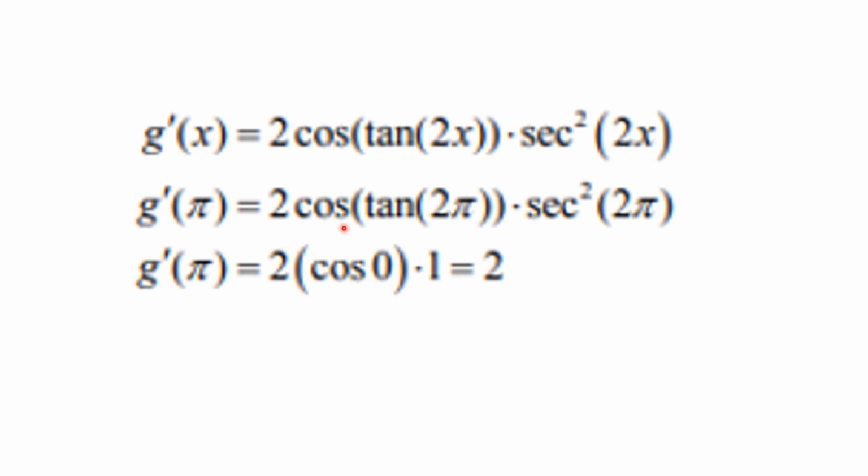So when we plug in pi, we know that the tangent of 2 pi is 0. That's the cosine of 0. 2 times the cosine of 0, and this is the reciprocal of the cosine, so it's going to be 1. So the answer to this problem should have been 2.